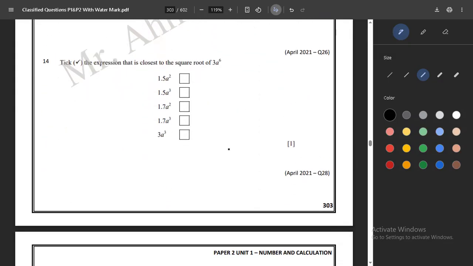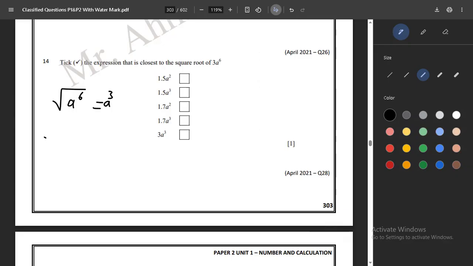Here they're saying to you, take the expression that is closest to the square root of this. First, I need you to know that the square root of a to the power of 6, or the square root of anything that has an index, you just divide the 6 by 2. So the square root of a to the power of 6 is a to the power of 3. You divide only with powers, everyone. You divided the 6 by 2.